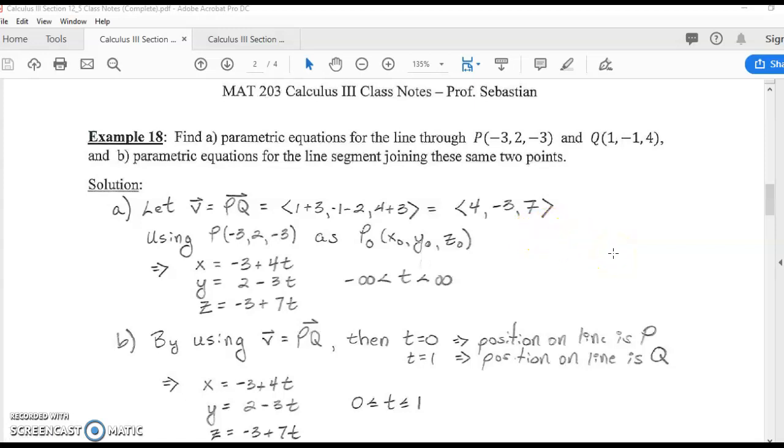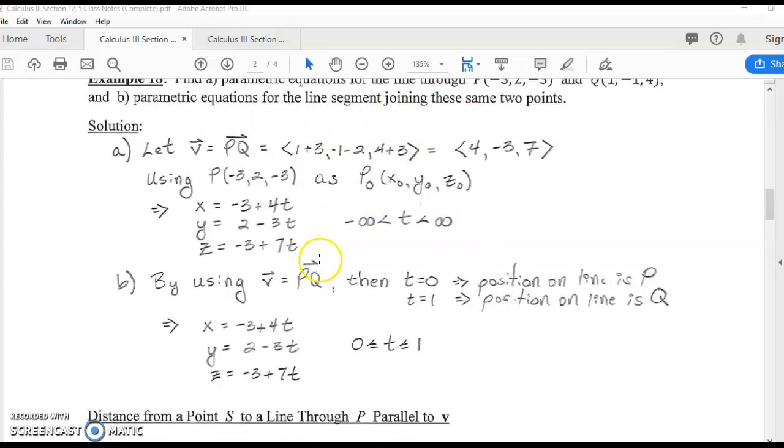Okay, we're still in section 12.5 about lines and planes in space, and we're on page 18 and actually example 18 as well. Here in this example, we want to find (A) parametric equations for the line through the point P, which has coordinates -3, 2, -3, and the point Q, which has coordinates 1, -1, 4. And (B), parametric equations for the line segment joining these same 2 points. So we want the entire line in part A and just the line segment joining those points in part B.